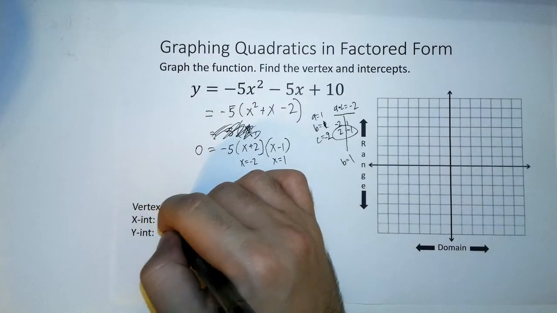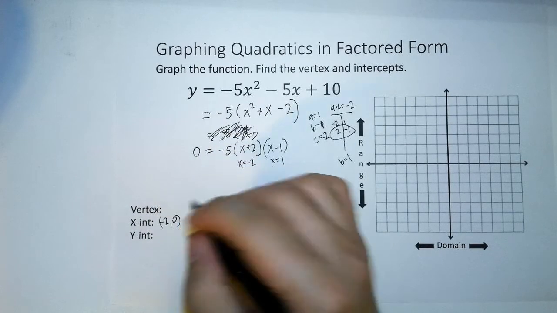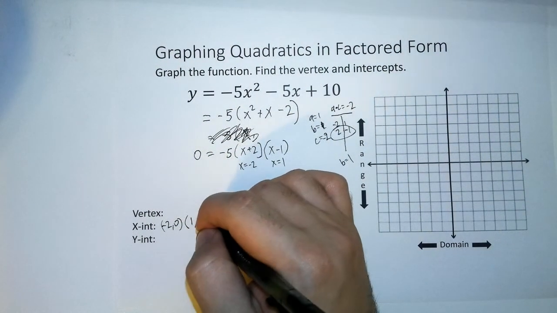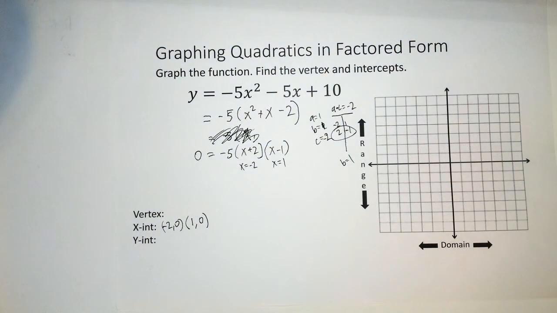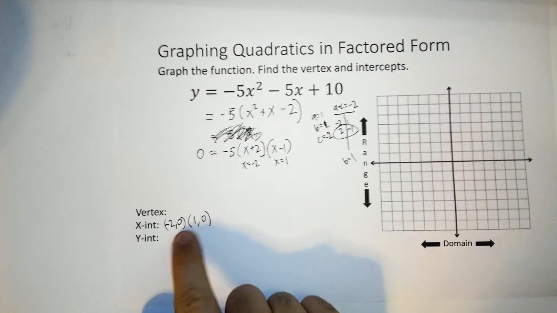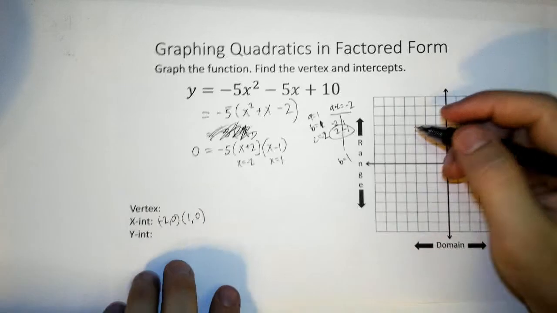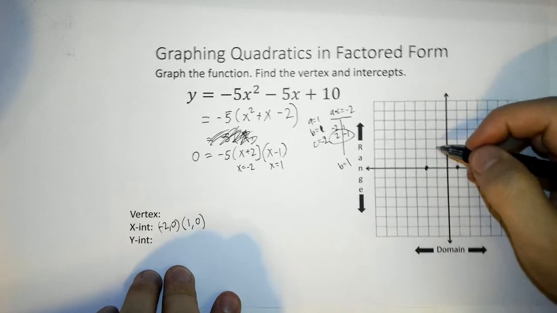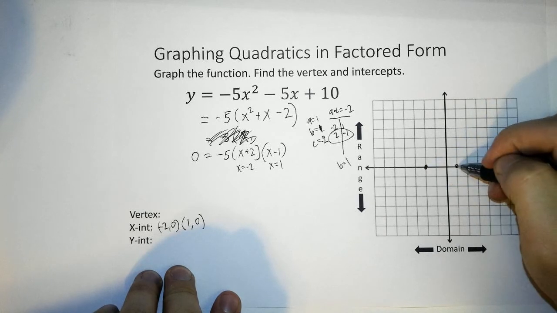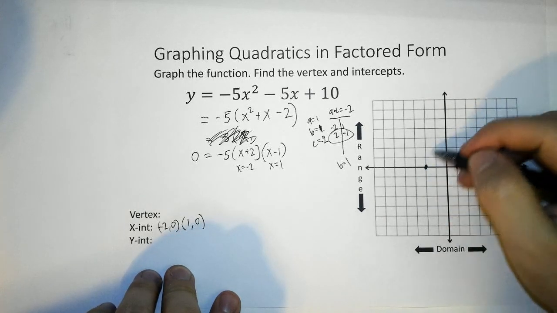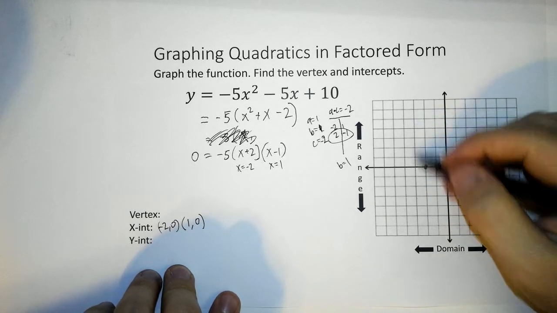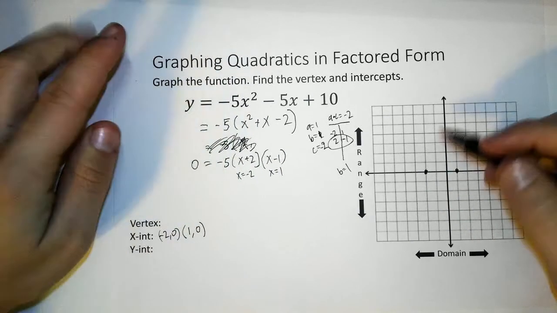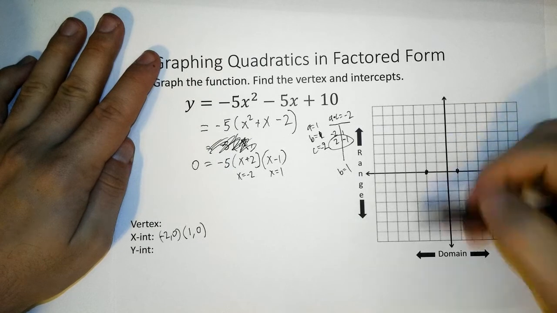So our intercepts would be negative 2, 0. Our other intercept would be 1, 0. And we can now use these two intercepts to find our vertex. Why is that? Because the vertex is going to be smack dab in between our two intercepts, right? We can imagine there's going to be some parabola, maybe opening downwards, maybe opening upwards. Actually, I see a negative on that, that tells me this thing has got to open downwards.